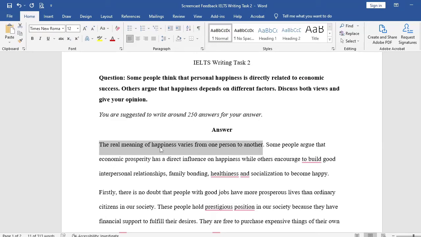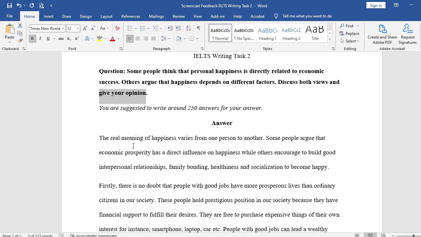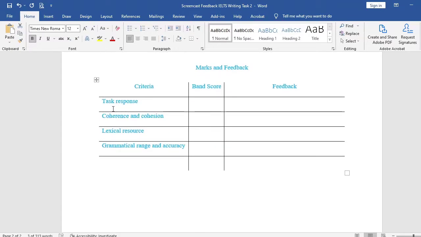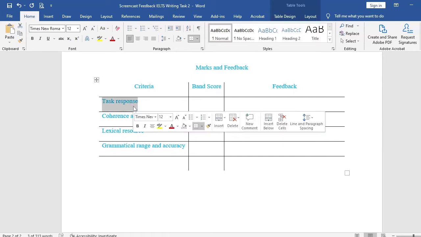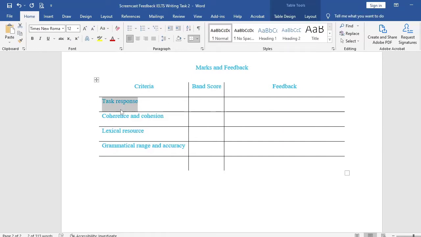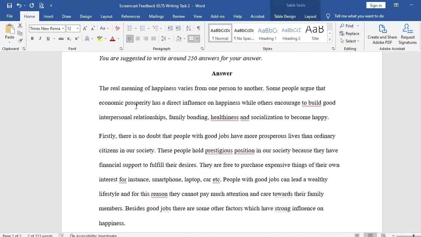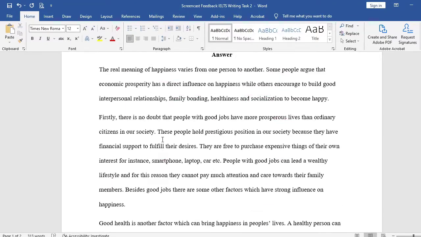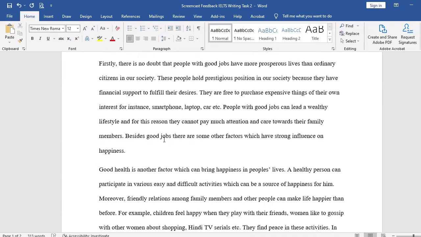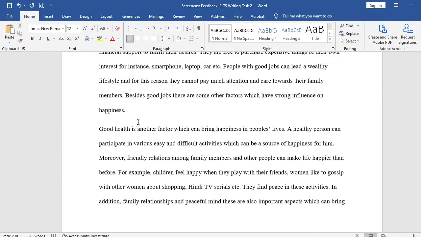She wrote, the real meaning of happiness varies from person to person. She didn't discuss both views. She just focused on the give your opinion part of the question. So she is going to get some mark penalization for task response, because she didn't fulfill all the requirements of the task. But that's just the introduction. We have to read the whole answer before I can mark her task response criterion, right?